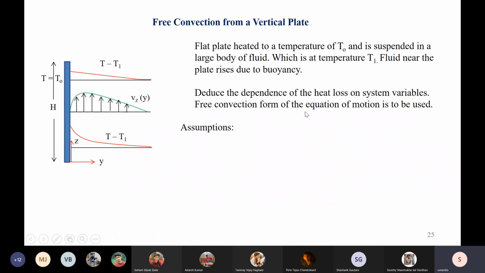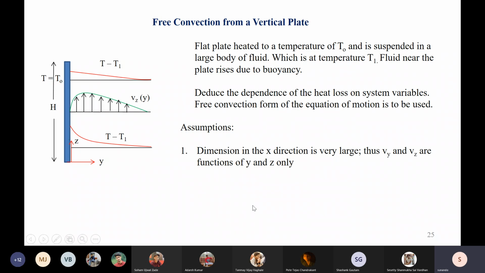The important line here is that the free convection form of the equation of motion is to be used. So we would have to first find out what the free convection form of the equation of motion is, and then solve it in conjunction with the energy equation, and try to see, at least from our order of magnitude analysis, what kind of relation or correlation you may expect for the case of free convection from a vertical plate.